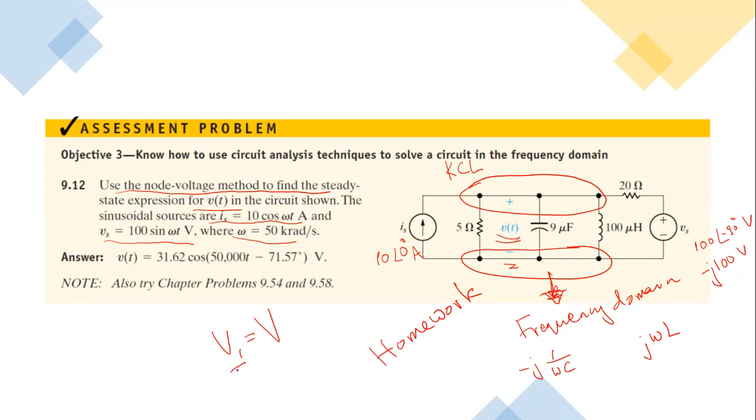But after you find V1 in complex number, you need to convert it into time domain, which is, as you see, the same frequency, 50,000 t, and this is the angle that you will have. So V1, according to this result, will be equal to 31.62 at angle -71.57 degrees volts. So this is the solution of the equation of KCL for the upper node.